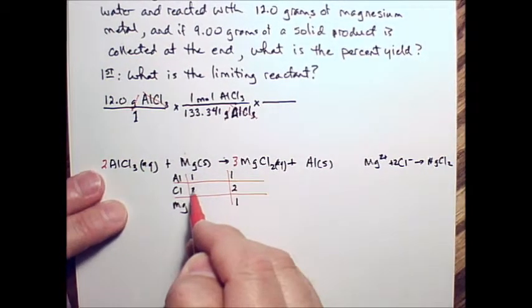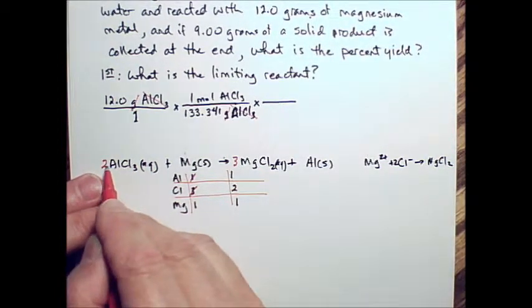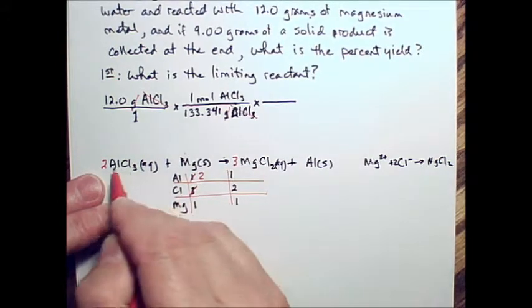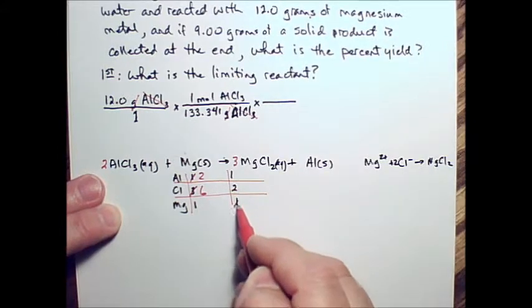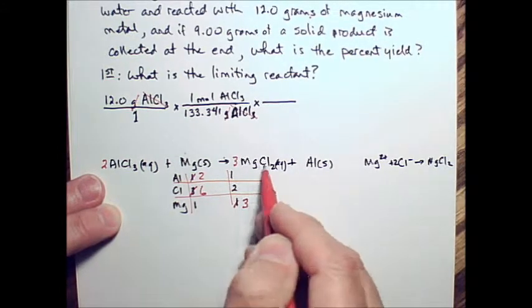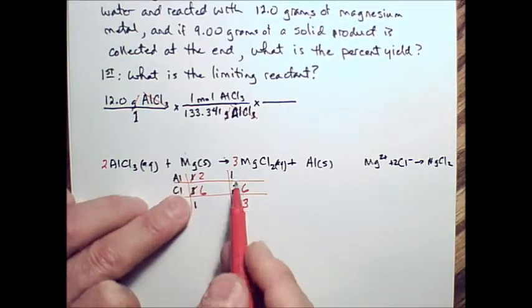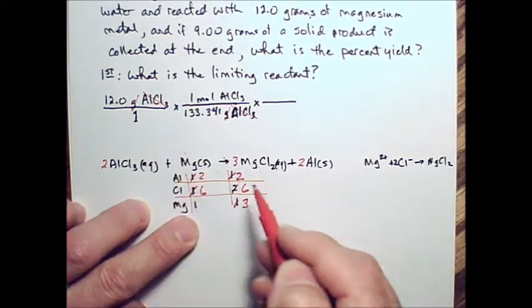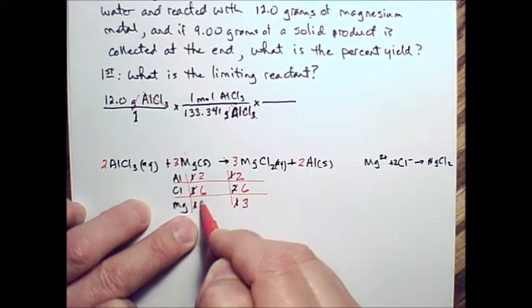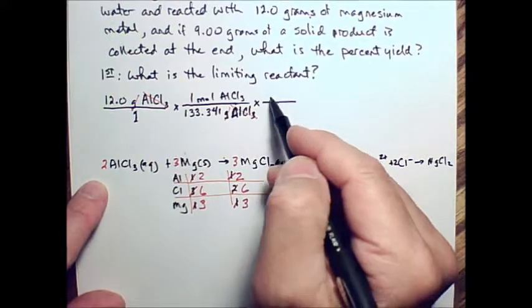So let's mark this out now. We're going to have 2 aluminums now. This 2 applies to everything in the formula. 2 aluminums, and we have 6 chlorines. And on this side over here, we're going to have 3 magnesiums and 6 chlorines. Okay. Then to get the aluminums balanced, I need to put a 2 in front of this aluminum to give me 2 aluminums. I need to put a 3 in front of the magnesium to give me 3 magnesiums. And the equation's balanced.